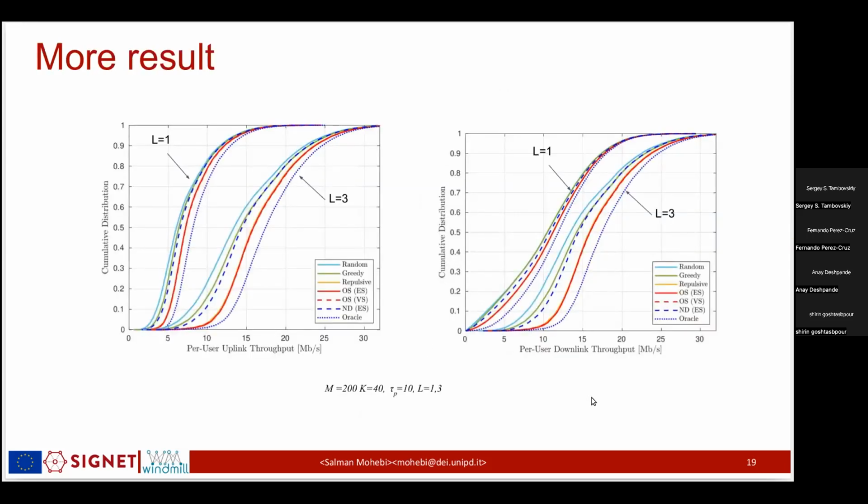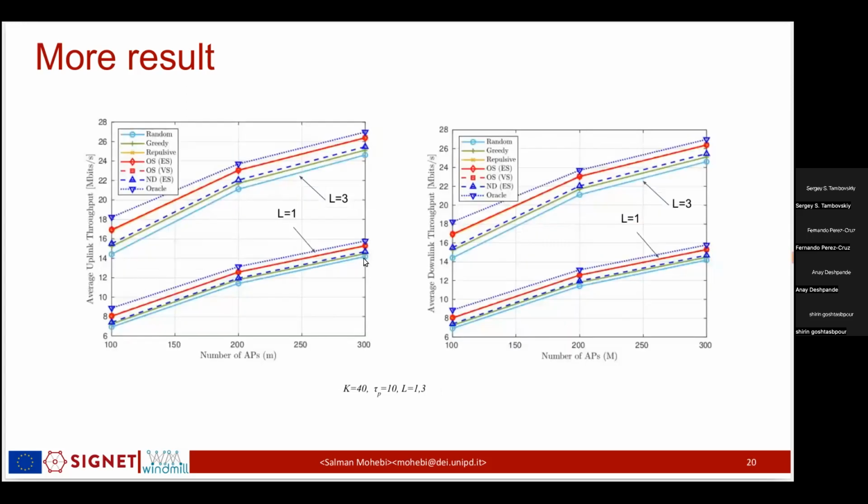And this plot shows the uplink and downlink throughput for different numbers of user equipments, where N is equal to 200, K is 40, and tau P is 10. Here L shows the number of antennas per base station. As you can see, if we increase the number of antennas L per base station, the rate increases very much, both in uplink and downlink.